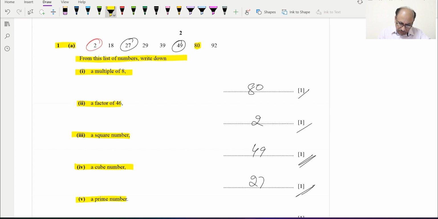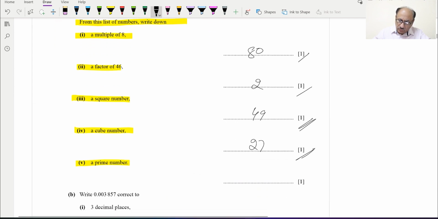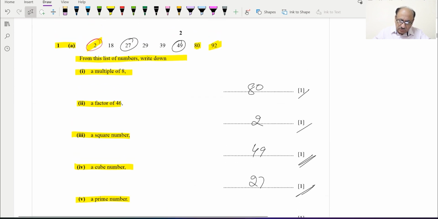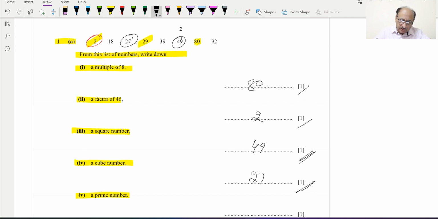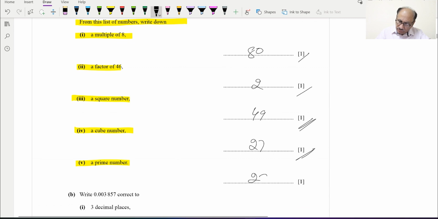Then comes the prime number. Basically we can take a prime number as 92, or even 2 is also a prime number. So I'm just writing here. It's not 92, it should be 29 basically, not 92. 92 is divisible by 2 also, so 29 will be the prime number, or you can take 2 as the prime number. So I'm writing 29, and this is 1 mark.